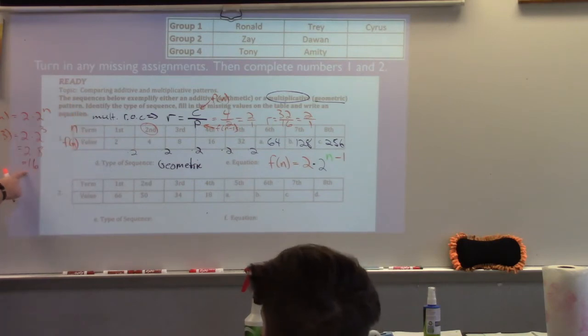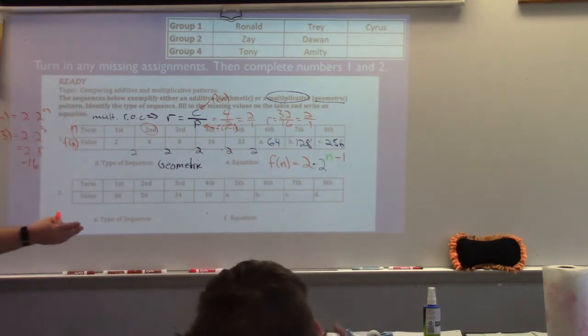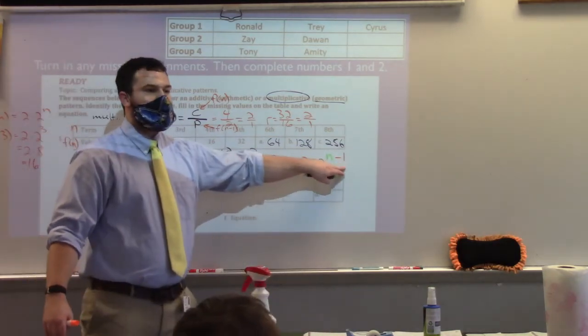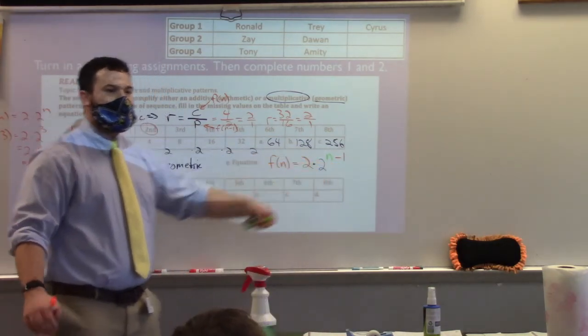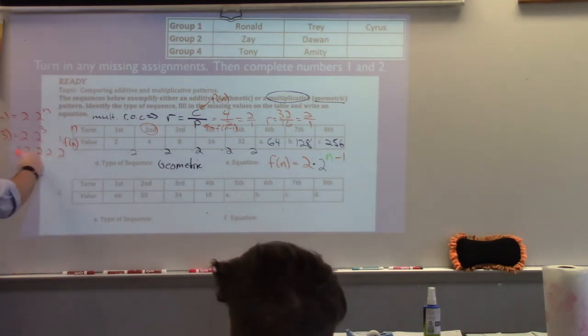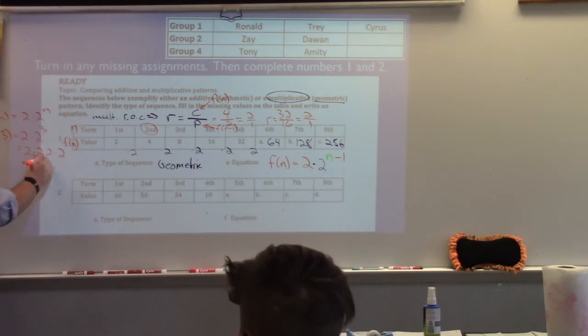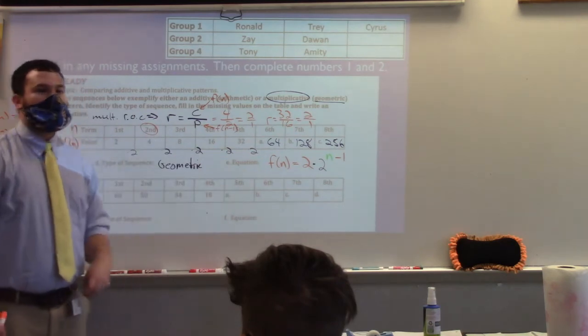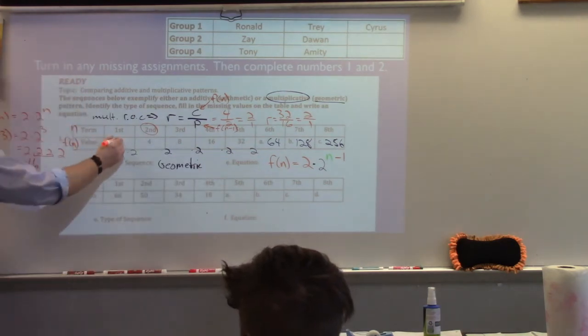So that means I multiplied by 2 one too many times, so I had to take 1 away. The idea is that I was multiplying by 2 one too many times. I have 2 to the third, so I'm multiplying by 3 extra 2's. I only needed 2 extra 2's. I needed 1 less 2. So it's n minus 1. Another part of that is that this 2 was which term?